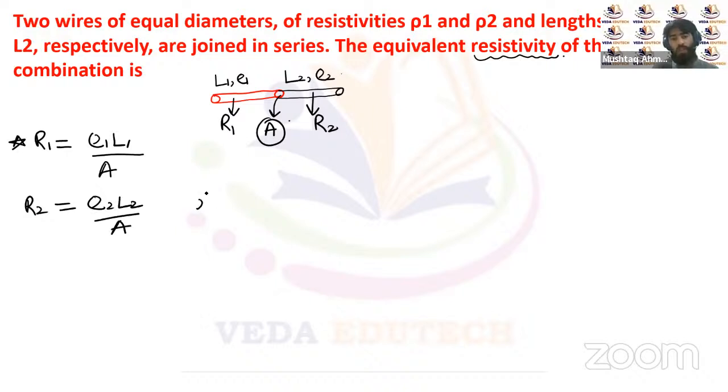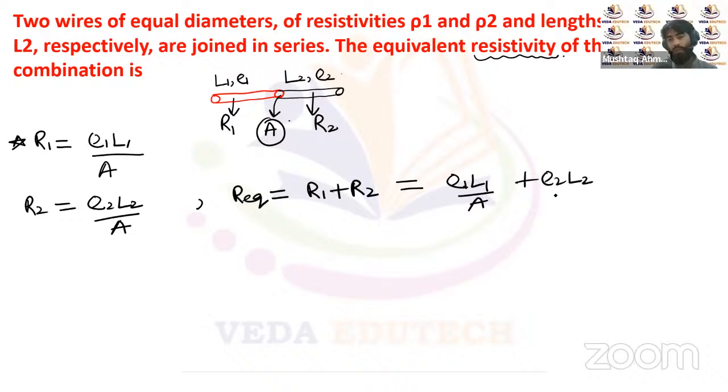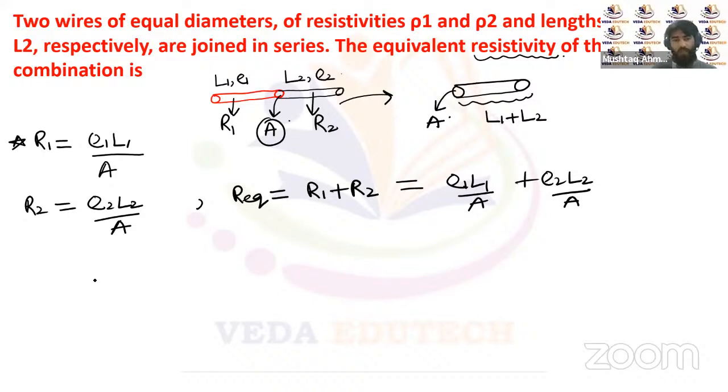These two resistors are in series, which means their equivalent resistance will be R1 plus R2. Replacing R1 and R2, that is rho 1 L1 upon A plus rho 2 L2 upon A. Let's suppose this is the equivalent resistor. Then its length has to be equal to L1 plus L2, and the area of cross section has to be the same, equal to A.